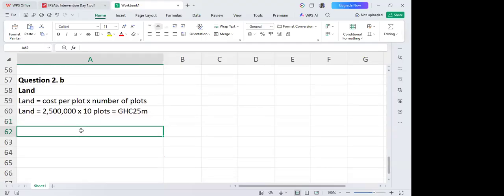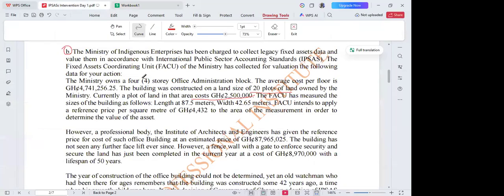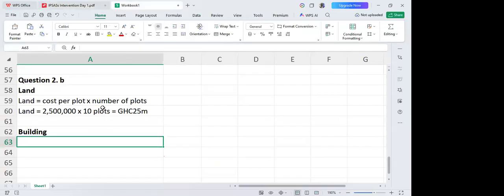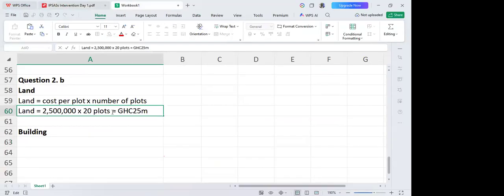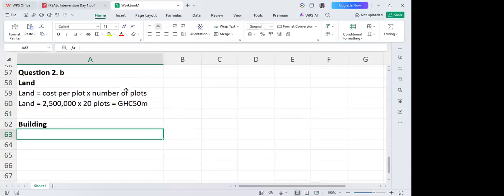And we go to the building. How do we get a building? Yeah, please, the plots, is it not 20 plots? Is it 20 plots or 10 plots? It's 20. Oh, sorry. 20 plots. So when you multiply, what do we get? Should be 50 million. 50 million. Okay, thank you for the correction.